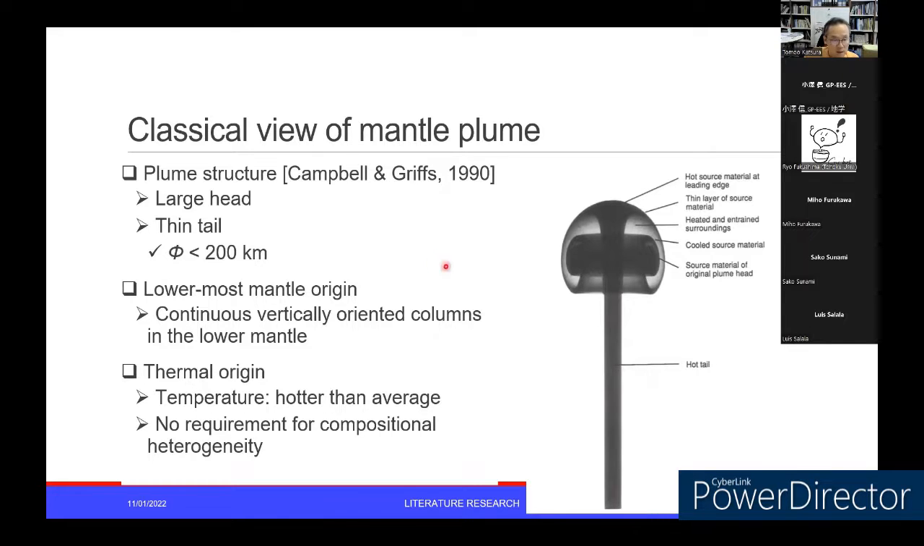They suggested if a mantle plume is a thermal plume, it has a very large head and very thin hot tail, and the diameter of the hot tail should be less than 200 kilometers. They also suggested mantle plumes should be of lower mantle origin. So this is the first stage of our understanding about the plume dynamics.